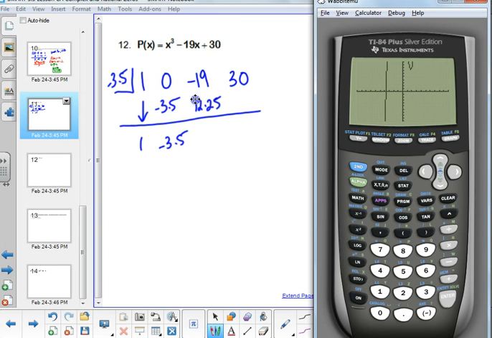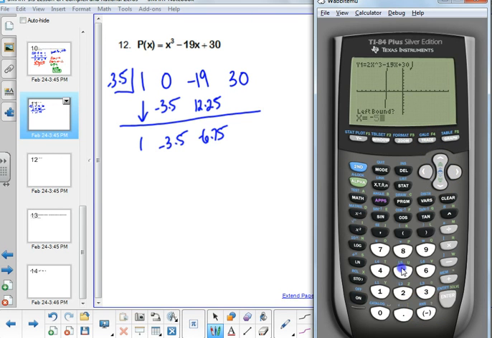And then, oh goodness. This is negative 6.575, excuse me. And then, negative 6.75 times negative 3.5 is not what I wanted. So what that must mean is this x-intercept is something else. Let me find it with the calculator. Sorry.